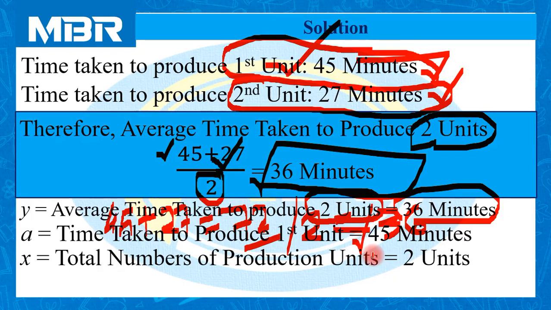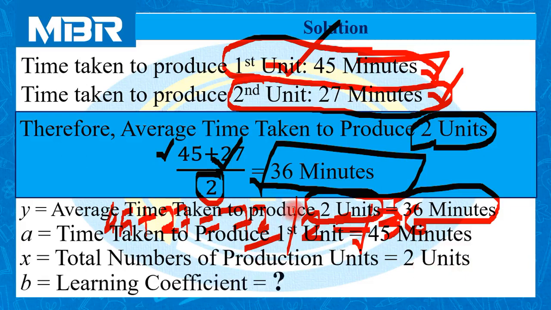X, the total number of production units. In the given case, we have produced only 2 units, so the total number of production units is 2. And B, that is the learning coefficient. The learning curve is applicable, but the learning coefficient is not given to us. We need to calculate it using the formula. Out of the four factors, we have information of Y, A and X, so we can easily calculate the value of B by applying the formula.